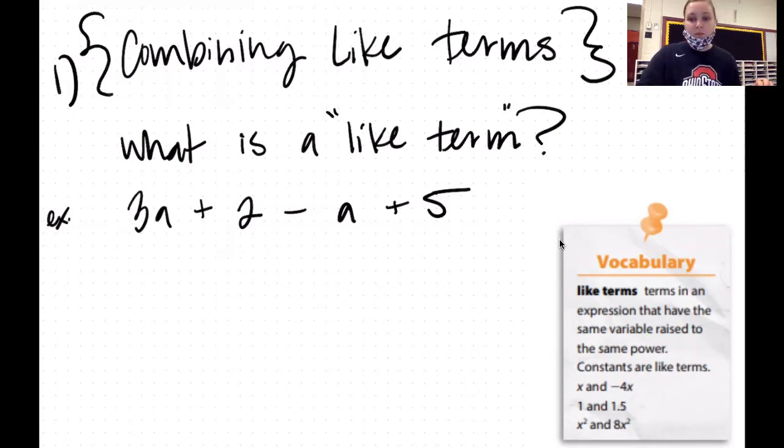So they gave you an example here at the bottom. It says constants are like terms, like x and negative 4x, 1 and 1.5, right? Those constants, 1 and 1.5, are like terms, and then x squared and 8x squared.